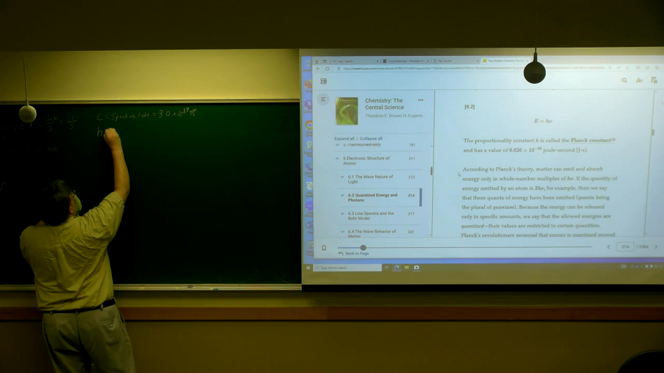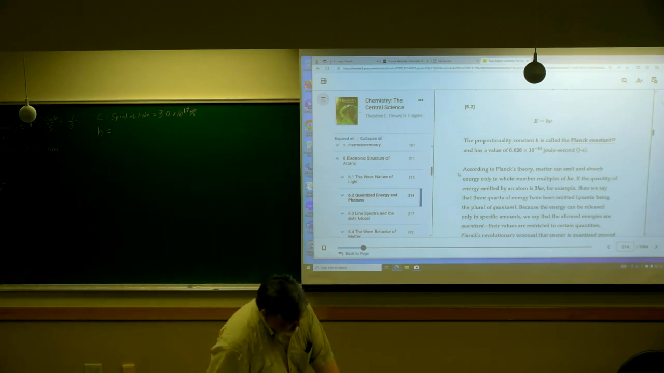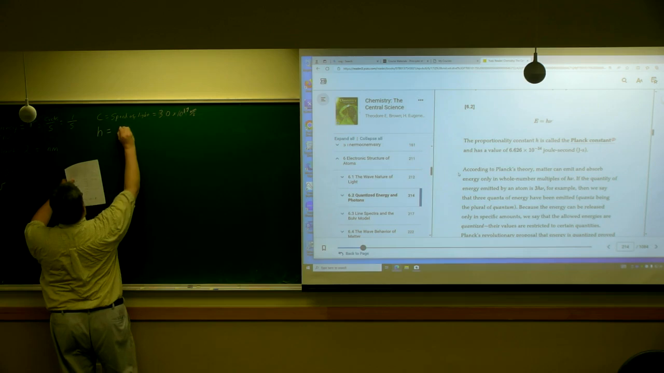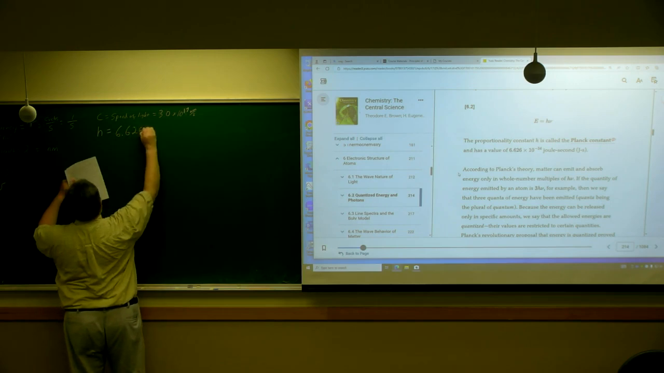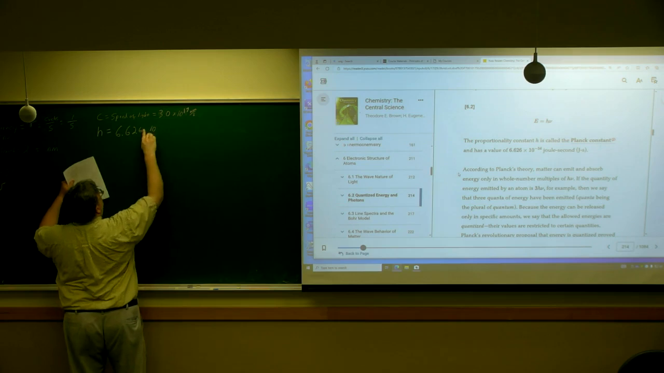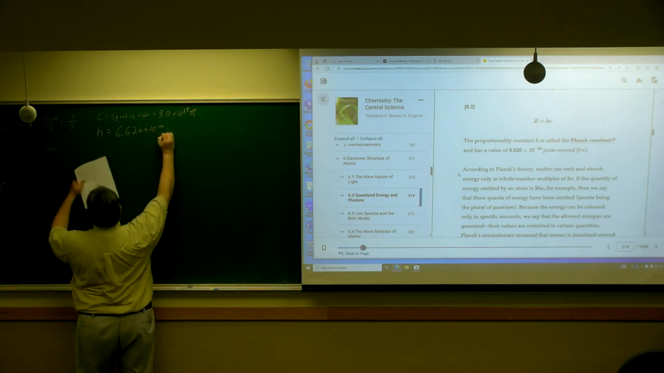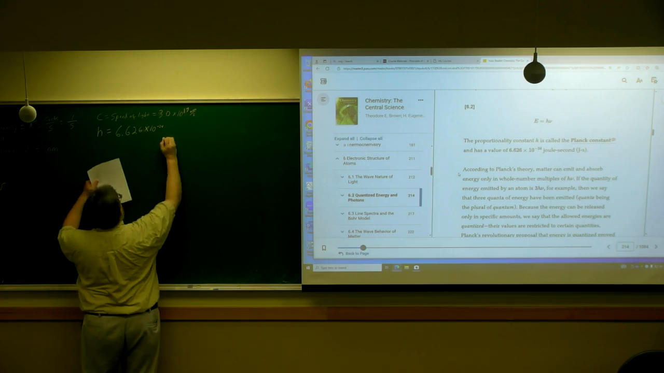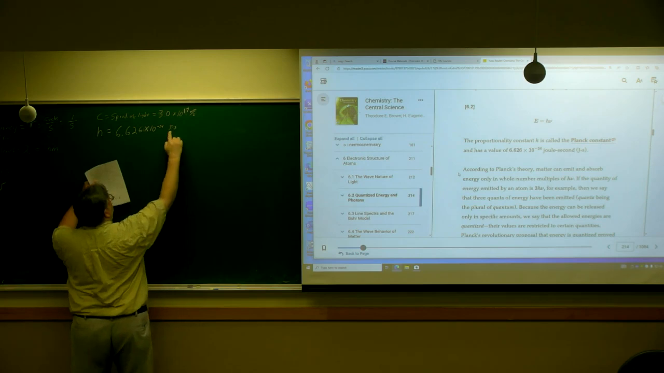Without describing a whole bunch of crazy stuff from quantum mechanics, quantization of energy is just saying energy always comes in this amount, these packets. You can't transfer energy. Here, let me write this first. Planck's constant equals 6.626 times 10 to the negative 34. The units here are joule seconds.